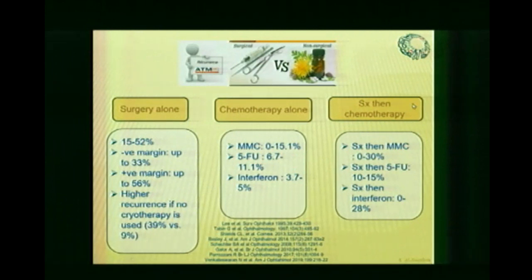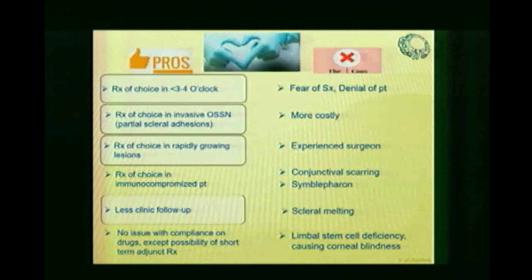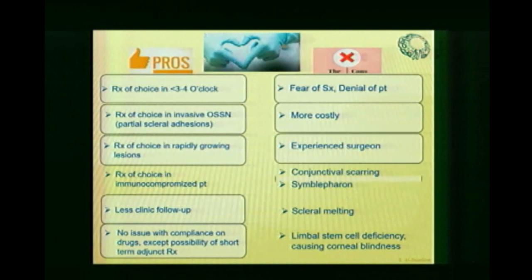What about doing surgery, then a chemotherapy? You can do surgery, then mitomycin, and the recurrence is 0 to 30%. If you do surgery, then 5-FU, it's from 10 to 15. If you use surgery and then use the interferon, it's from 0 to 28%. What are the cons and pros of doing surgery?